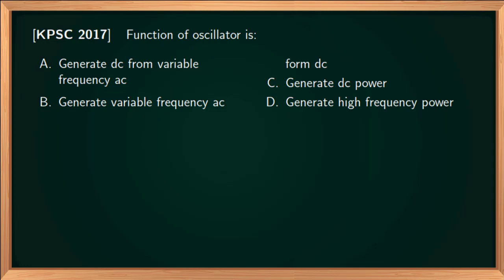question. The function of an oscillator is: option A, to generate DC from variable frequency AC. Option B, generate variable frequency AC from DC. Option C, generate DC power. Option D, generate high frequency power. Oscillators are used to generate high frequency signal or power. The frequency of the oscillator remains a constant value, so the correct option is option D.